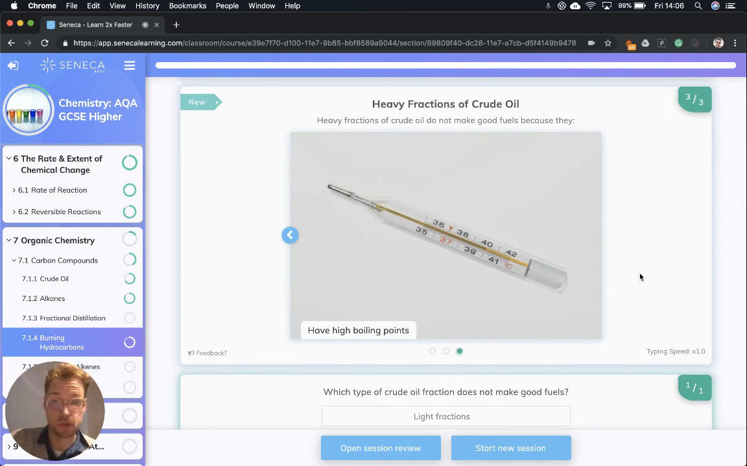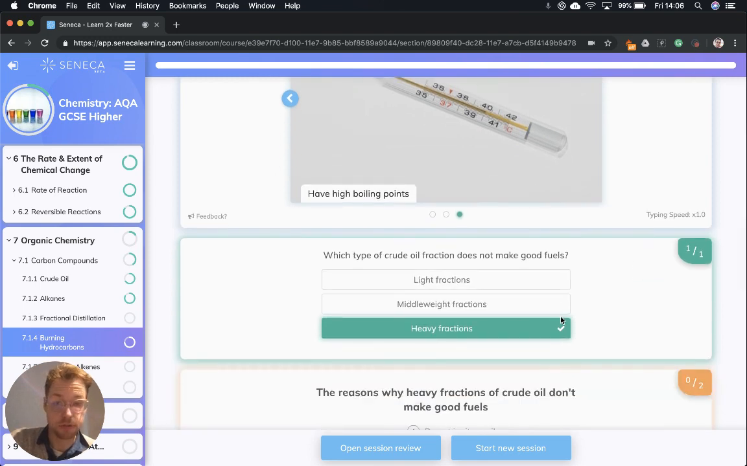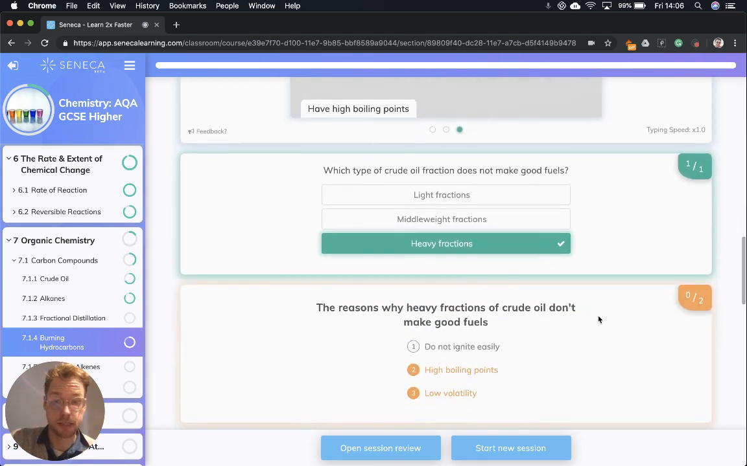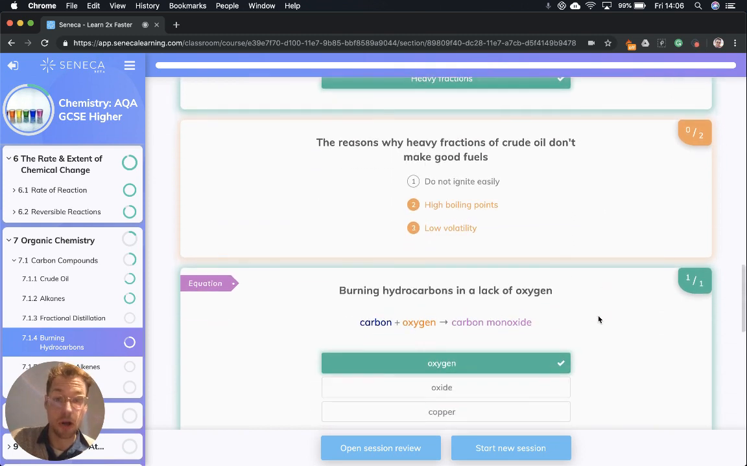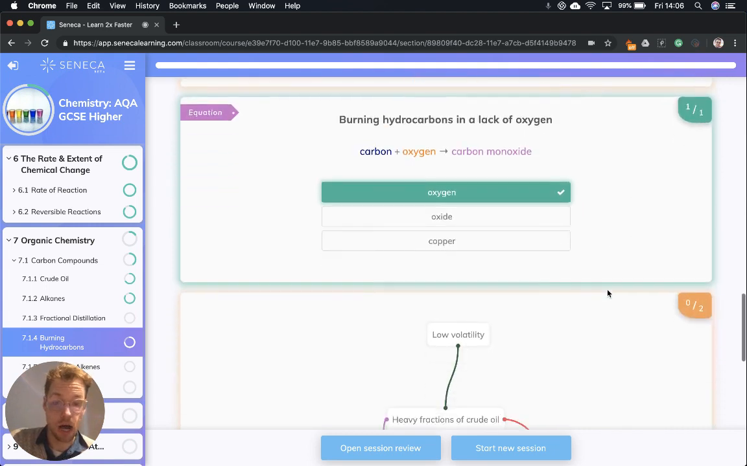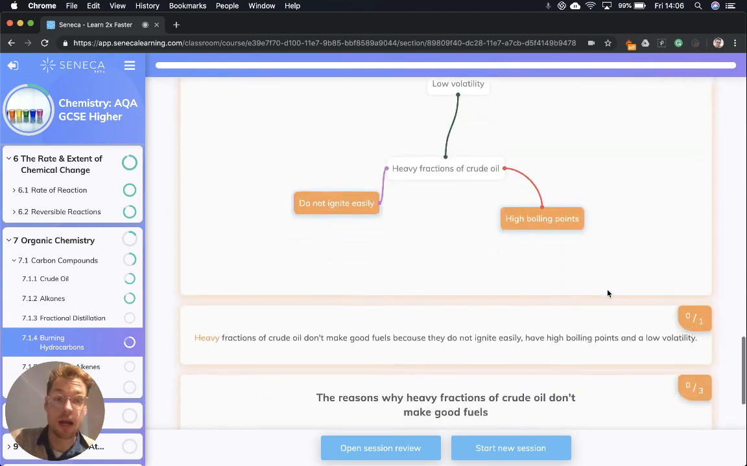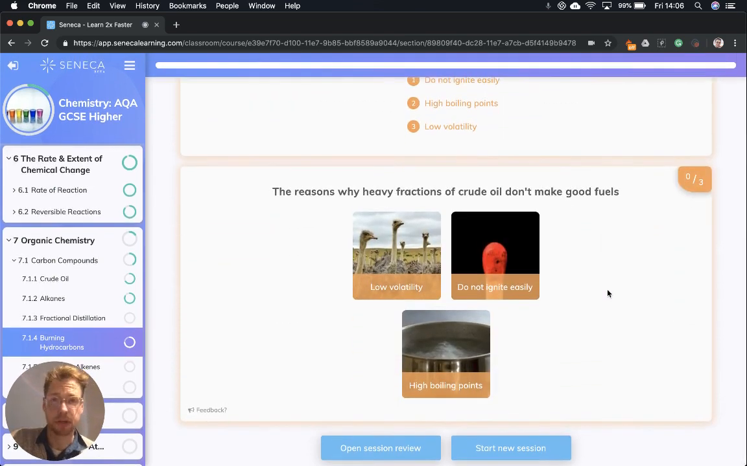We're going for the short chain hydrocarbons. So heavy chains of crude oil do not make good fuels, in summary, because they don't ignite easily, have high boiling points, and low volatility. So do we remember the name of the gas we form when we burn hydrocarbons in a lack of oxygen? It's carbon monoxide. Carbon monoxide, super dangerous. Make sure you remember it, because it can save your life one day.